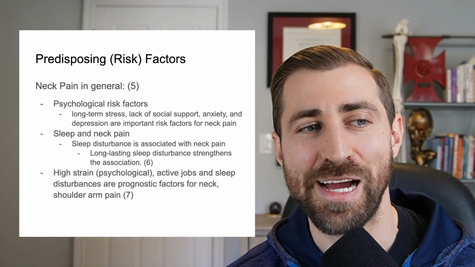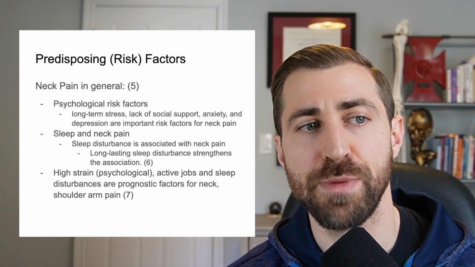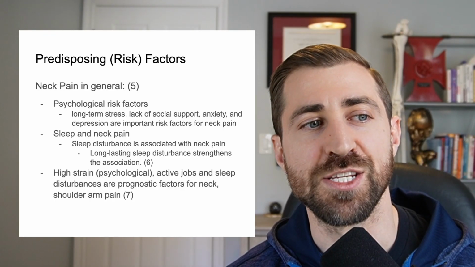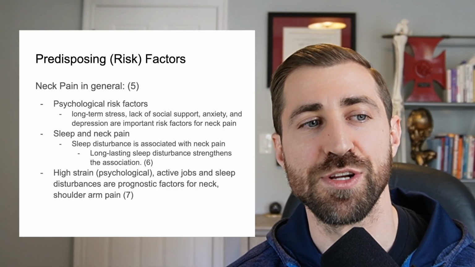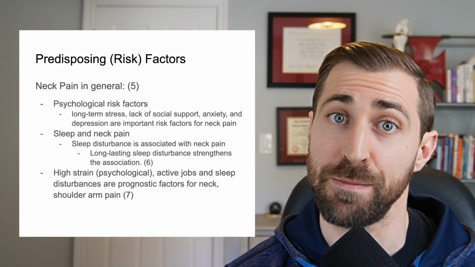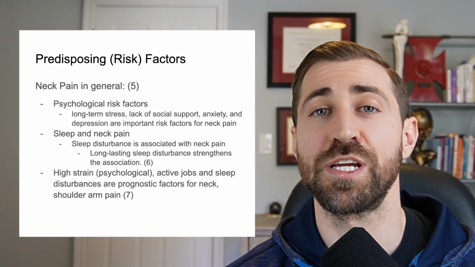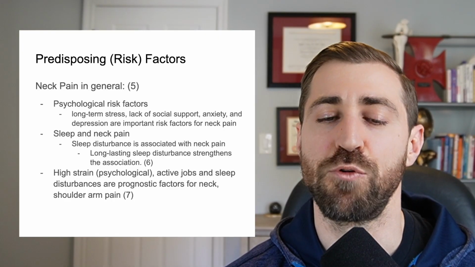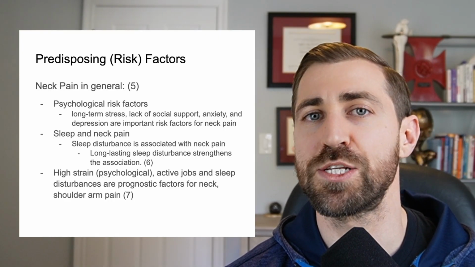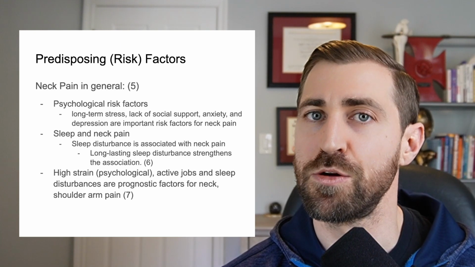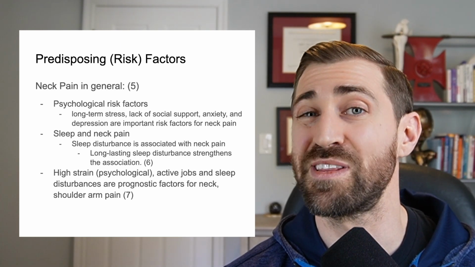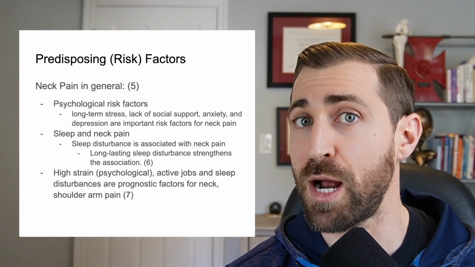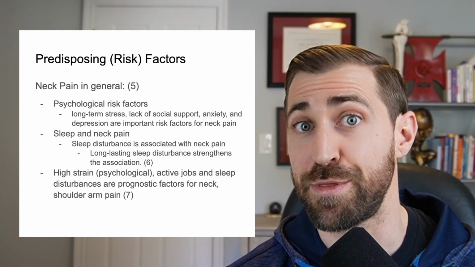And lastly, high strain from a psychological perspective, active jobs, and sleep disturbances are prognostic risk factors for neck, shoulder, and arm pain. Okay. So cervical radiculopathy basically is neck, shoulder, and arm pain, right? If we're not sleeping well, or if we have a lot of stress going on in our lives, this may be one of those things that leads us, or at least increases our likelihood of getting some of these neck pain problems, maybe cervical radiculopathy.